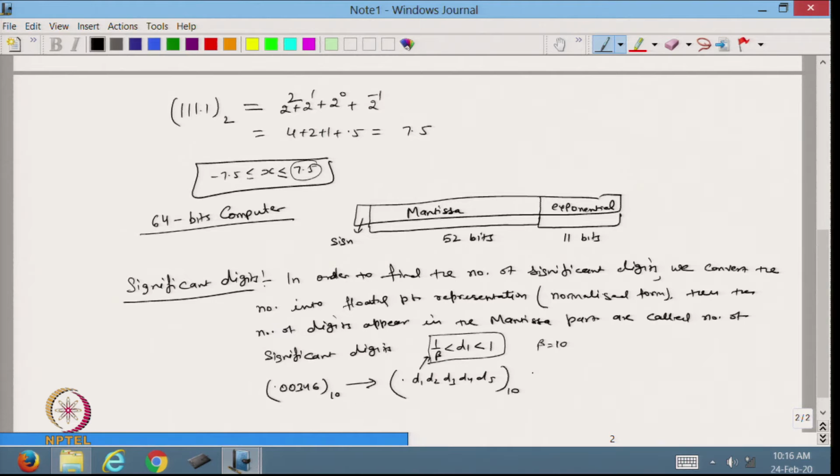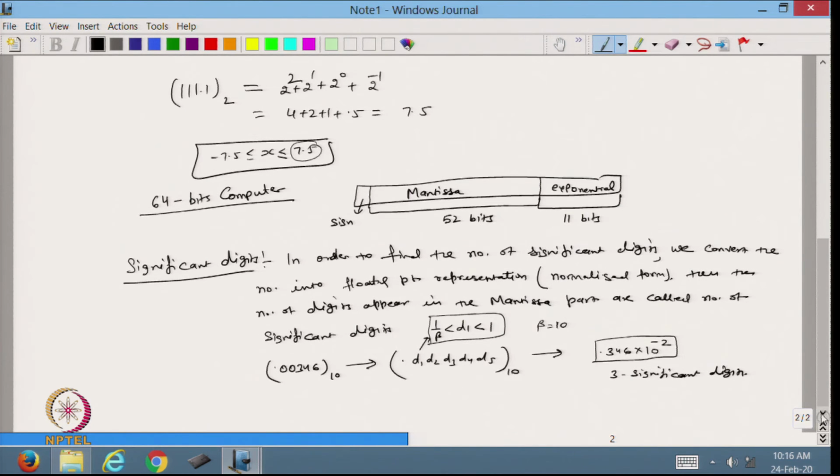So, what I will do, I will write this number as 0.346 times 10 raised to power minus 2. In this case I have shifted the two zeros on the left hand side, so I divide accordingly. Now this is my normalized form in floating point. From here I can write that this number has 3 significant digits, because these are 1, 2 and 3. So, these are the 3 significant digits we have.